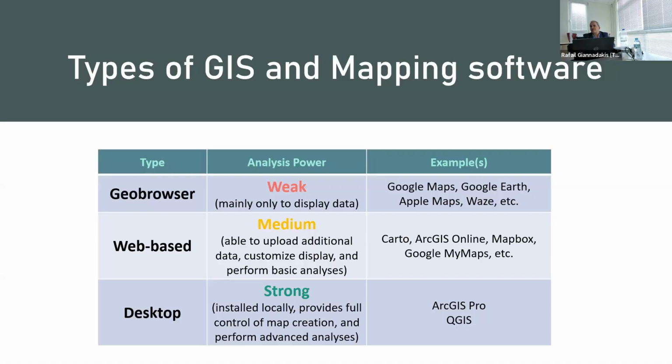A browser is only to see maps on your screen, like the famous Google Earth and Google Maps. Also, there are app maps like Waze, etc. But they have a weak analysis part. Mainly, they can display data and make some simple things, as we will see later.